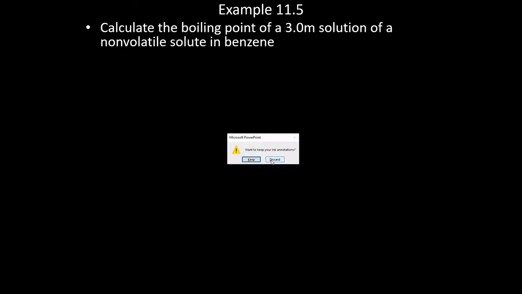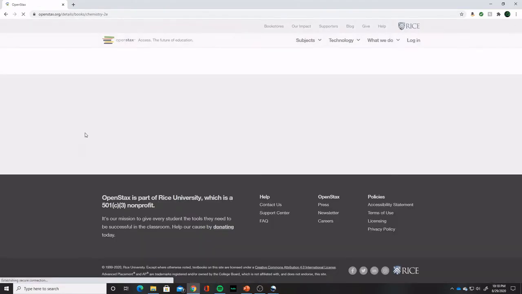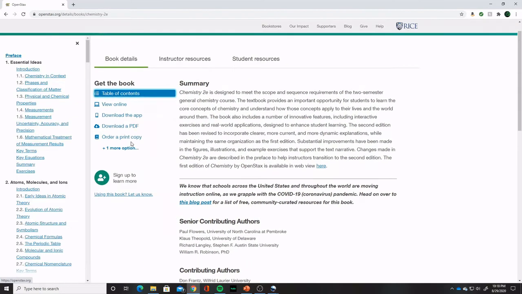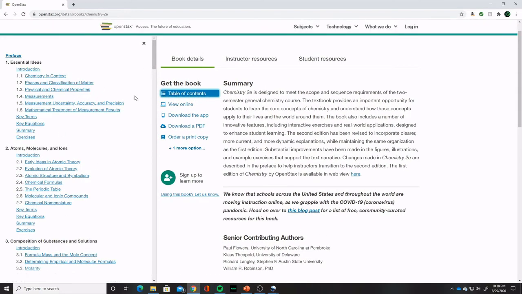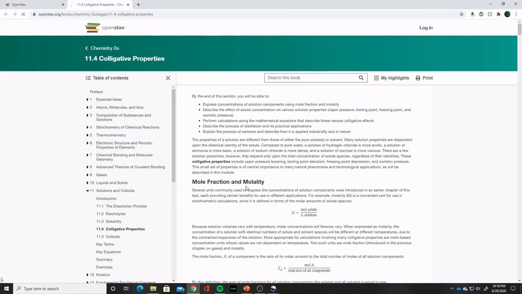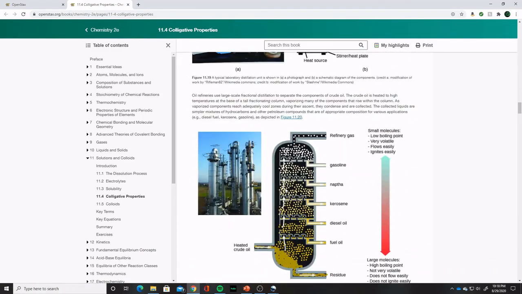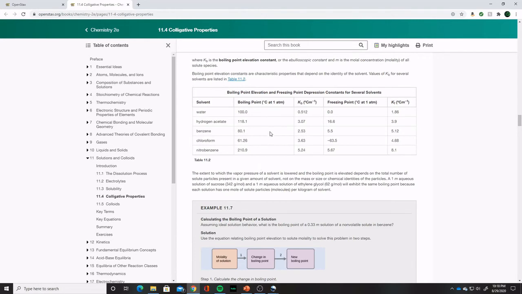So let's see here. We are just going to go down here, and we want colligative properties. Scroll, scroll, scroll. Okay, here we go. So the boiling elevation constant for benzene is 2.53 degrees C per molal.